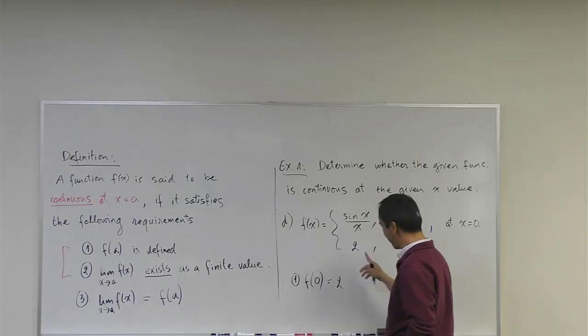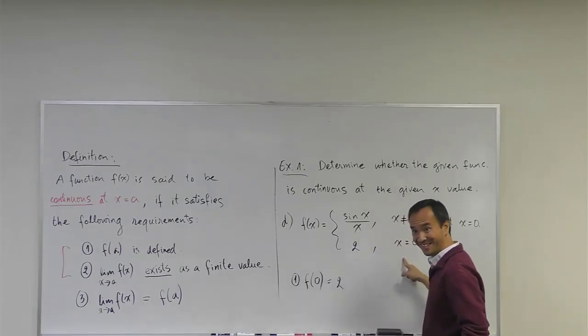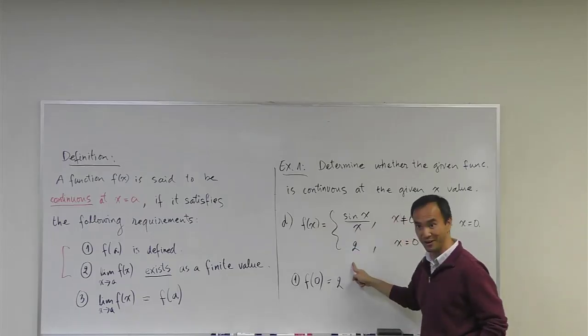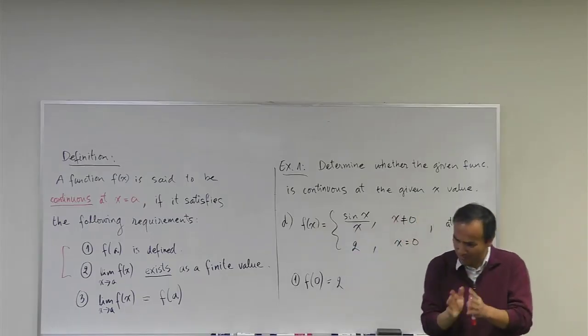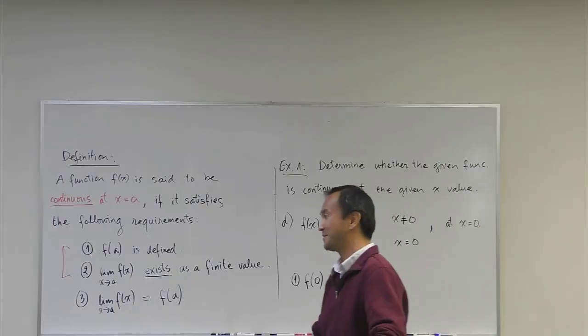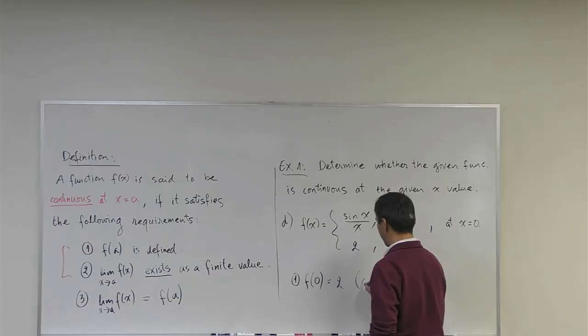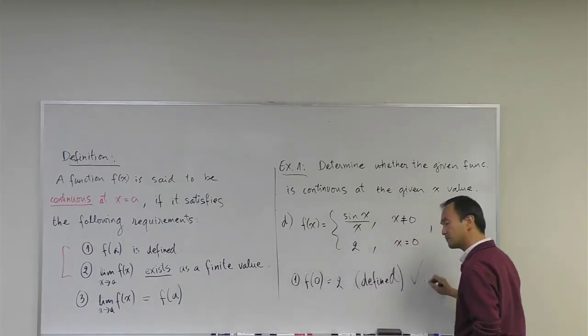See, that's why it has a definition, right? It says, hey, we define that when x equals 0, the output is 2. See, that's also some purpose of having a piecewise function like that. Right? So yes, the function is defined. It has a value that came out. Okay?